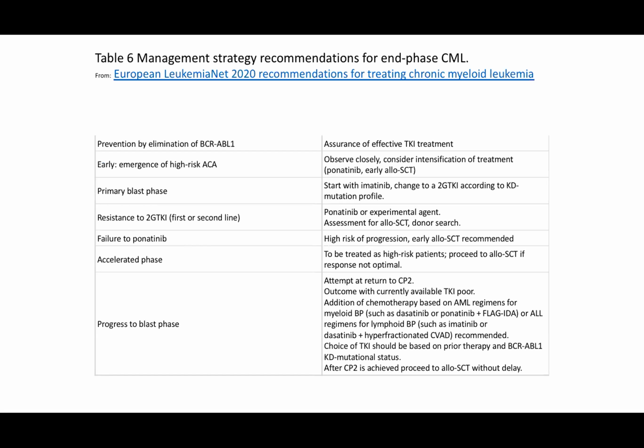You have been doing it, right? Gaurav, yes, sir. We are transplanting. Even, I remember, we have done one haplo also for one patient with T315I.